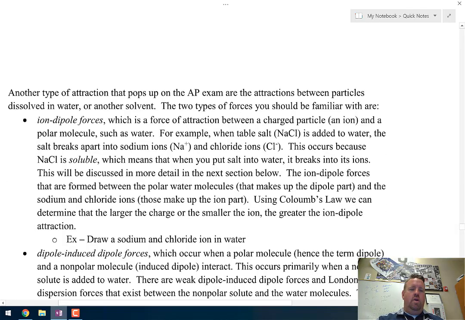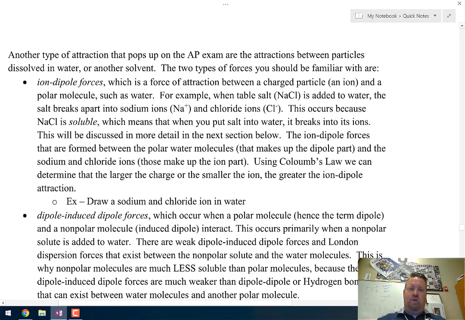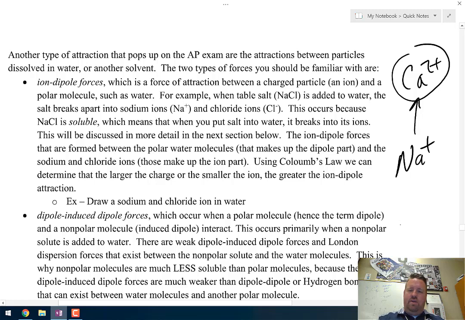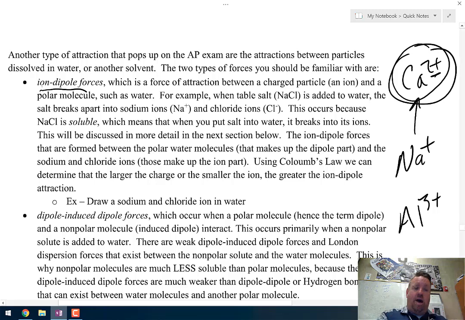Another type of attraction that pops up on the AP exam is the attraction between particles. For example, you put Ca2+ in water. How attracted is Ca2+ to the water molecule? Well, Ca2+, or Na+, or Al3+, those are going to be attracted to the water via what we call ion-dipole forces. Ca2+ is an ion, and water is a polar molecule. That's a force of attraction between a charged particle, an ion, and a polar molecule such as water.